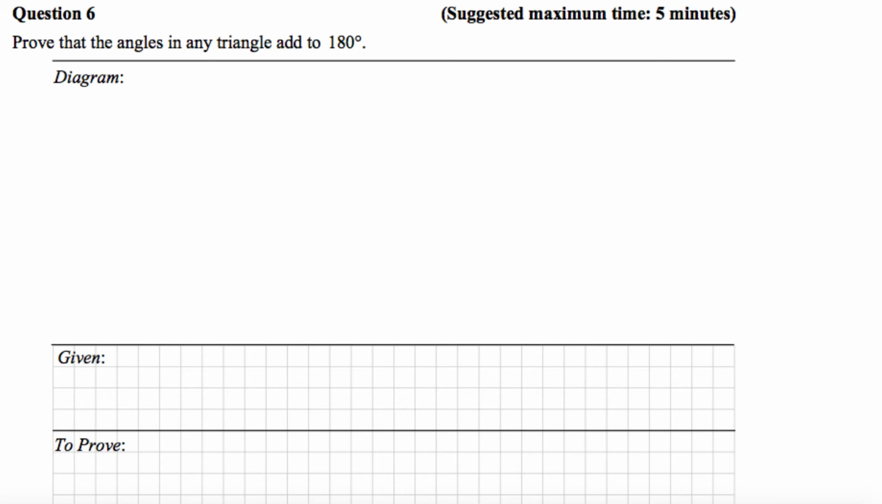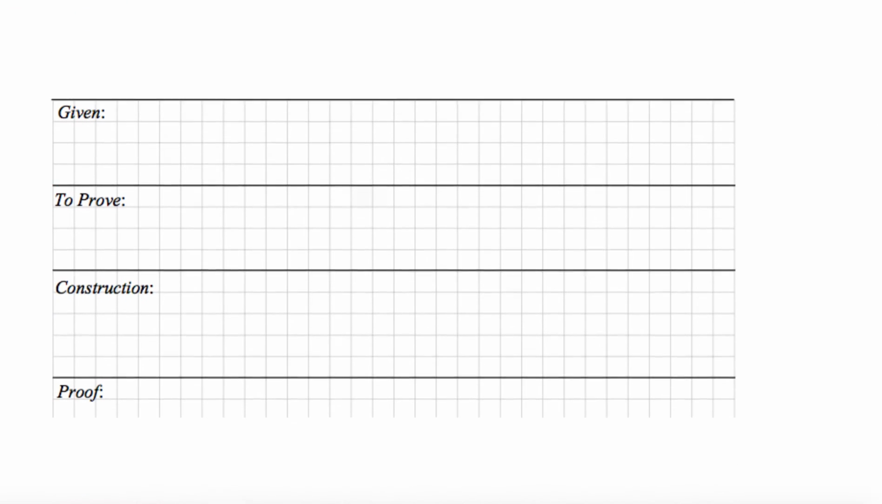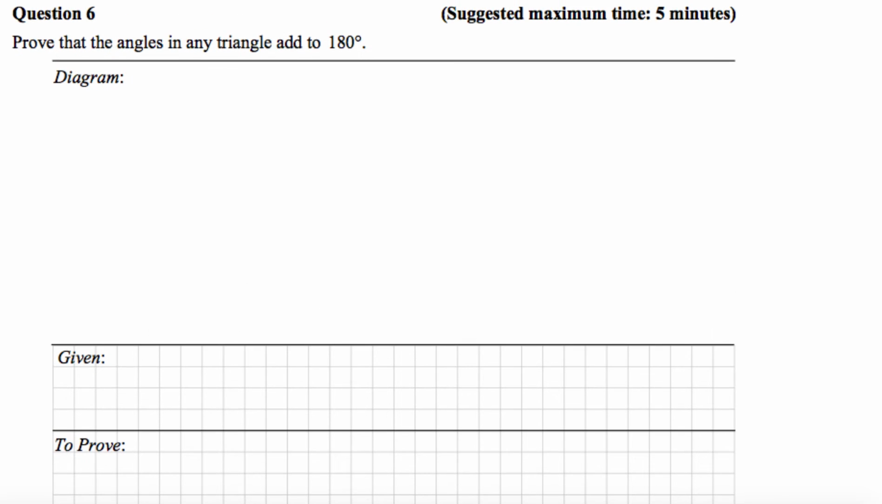So this is the 2016 Junior Cert Higher Level Paper 2 and we're looking at question number 6. Prove that the angles in any triangle add to 180 degrees. So this is a theorem question and they've given you all the headings with which to work. So this is something you need to learn off by heart.